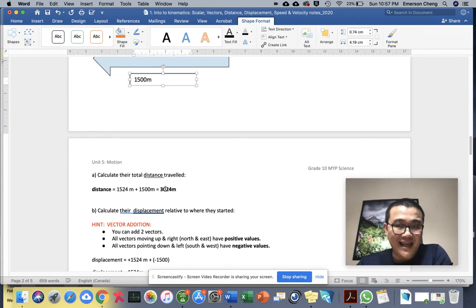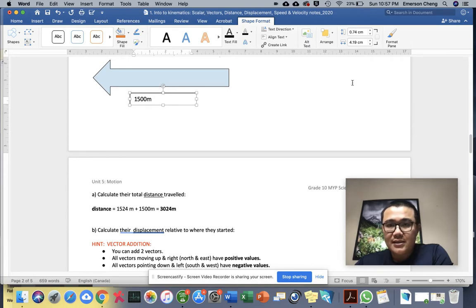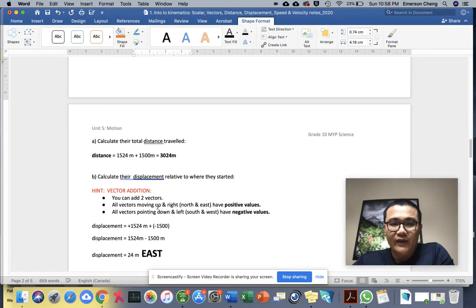However, if you're talking about the displacement, really the change of position at the end of the whole thing, this is usually what a typical problem does. When you go east, this way, that is positive. If you go that way, that's negative. It's like a number line. In this case, moving up and right has positive value, and down and left have negative value. So you just change the sign for the second one because it's going west, and then you add them together and you have 24 meters east, and you make sure you say the direction.